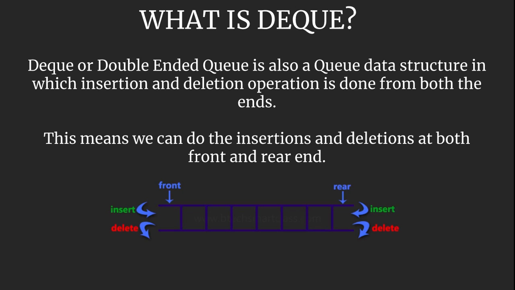Dequeue stands for double-ended queue, which is again a queue data structure, but the unique characteristic of this is that insertion and deletion operations can be performed from both ends of the queue. This means we can do insertion and deletion at both the front and rear end. As you can see in this diagram, insert and delete, both functions can be operated from both sides, front and rear.